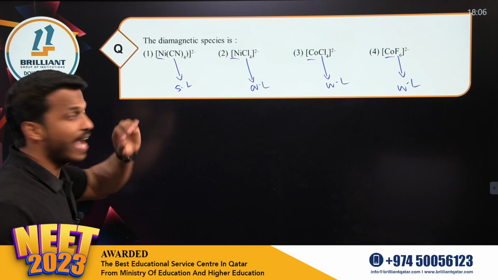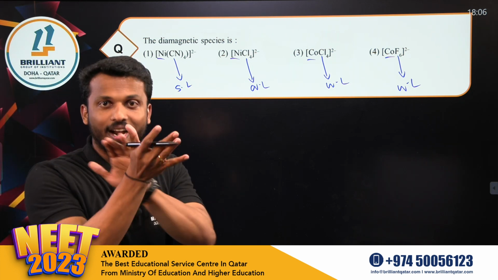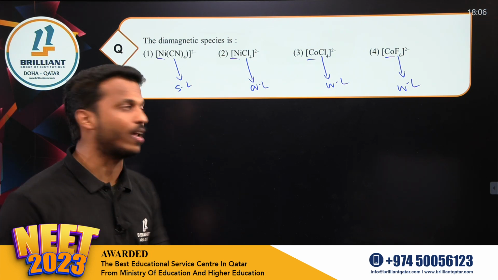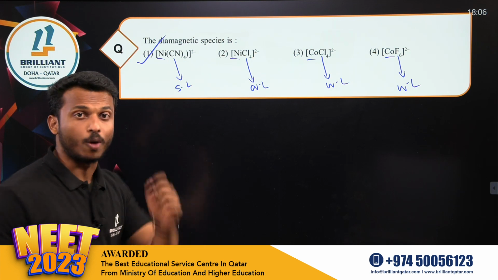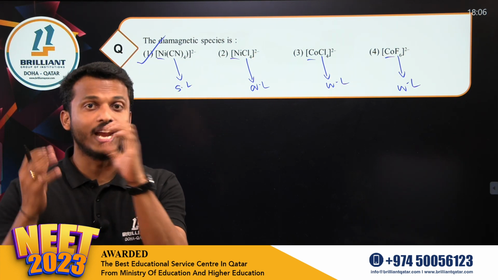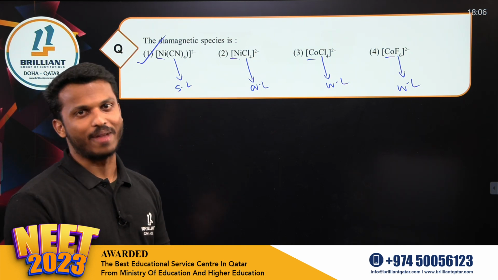The question asks which is diamagnetic. What is the condition to be diamagnetic? All electrons should be paired. In which system are the electrons all paired here? Option 1, because in option 1 cyanide is the ligand present. Cyanide is a strong ligand. It makes pairing of electrons and there is no unpaired electron. It will be diamagnetic in nature.